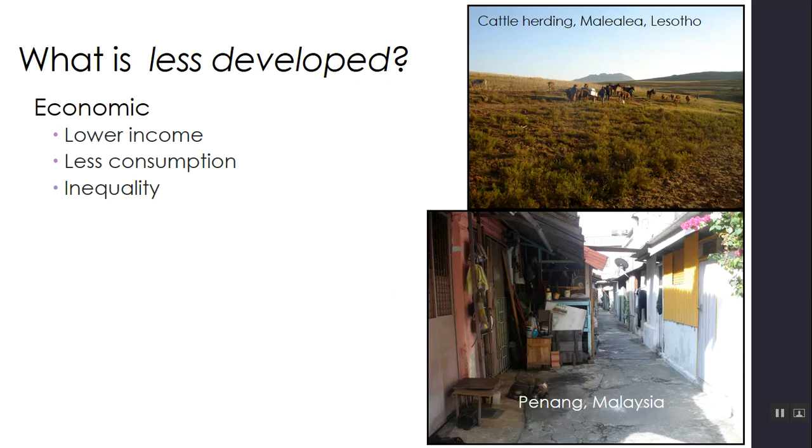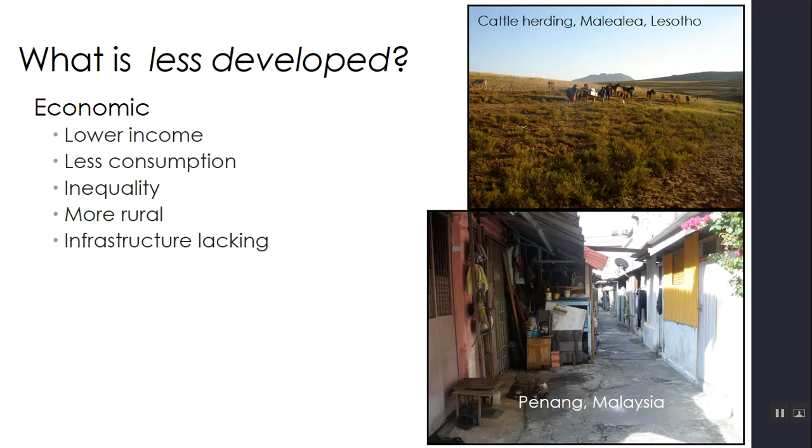You're going to have a lot more inequality. So, by inequality, we're talking about that gap between the rich and the poor, and there not being a lot of people in the middle. It's going to be more rural in many of these cases. At the top there, you can see a cattle herder in Lesotho. So you have more people living a subsistence agriculture lifestyle, so people who are growing their own food and selling less of it to a market.